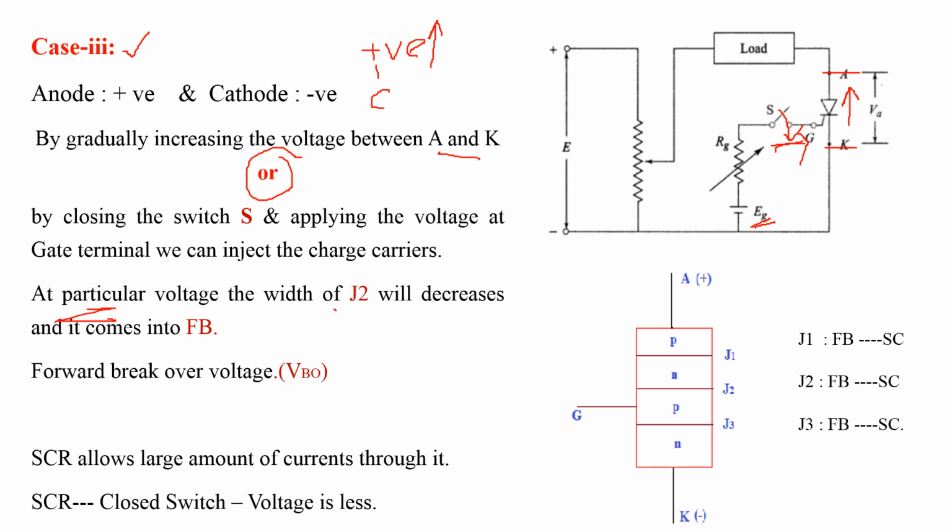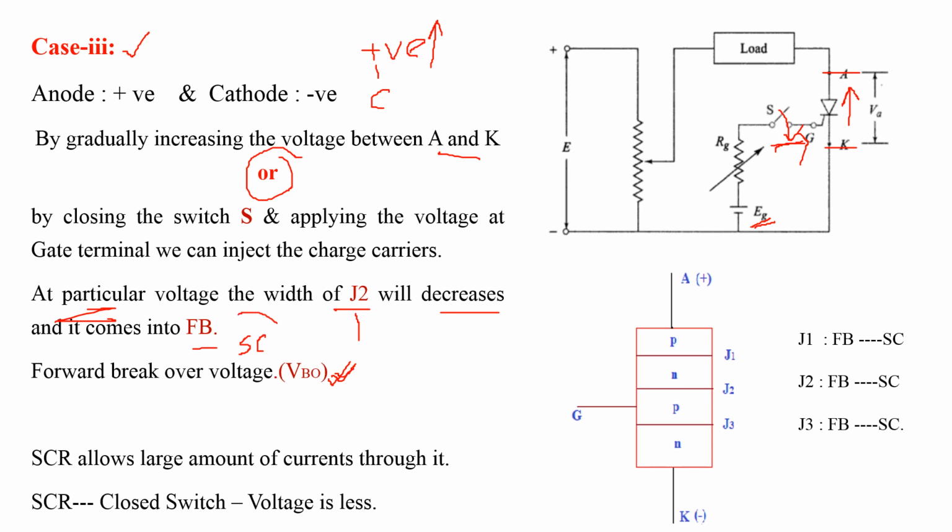the width of junction J2 decreases and it finally comes into forward bias, which acts as a short circuit. The voltage at which the junction J2 comes into forward bias is called the forward breakover voltage.